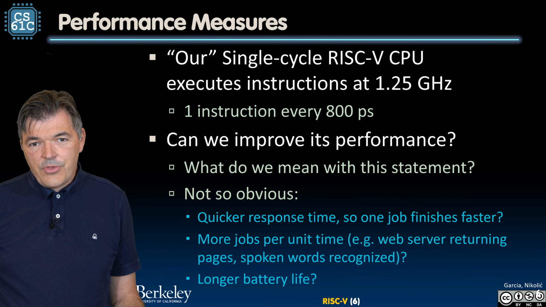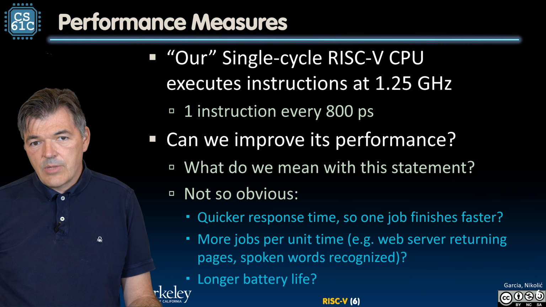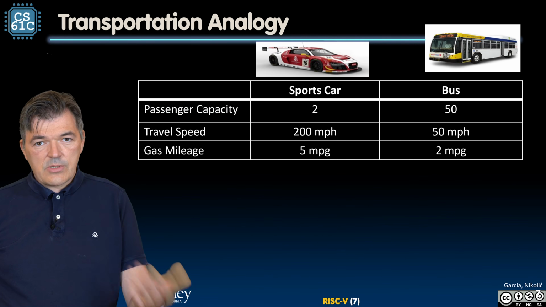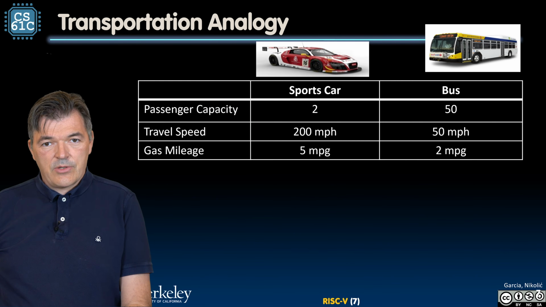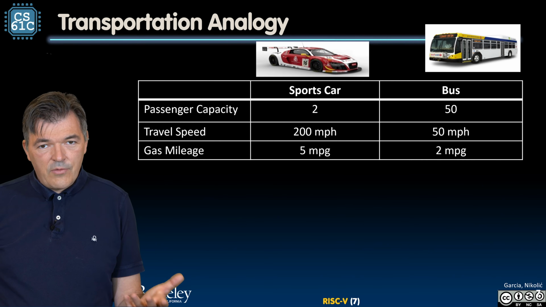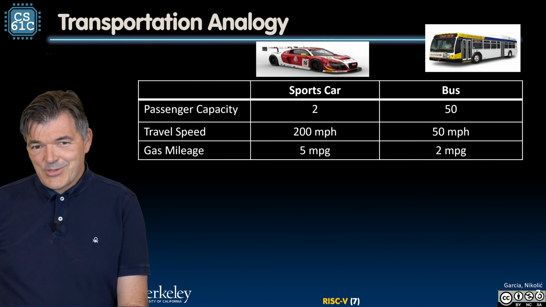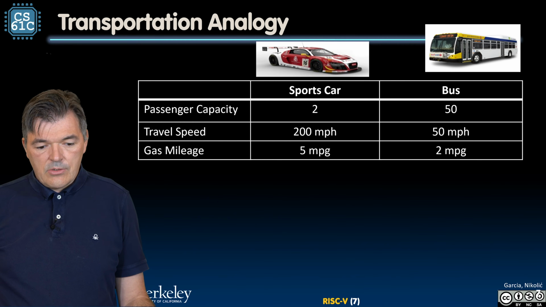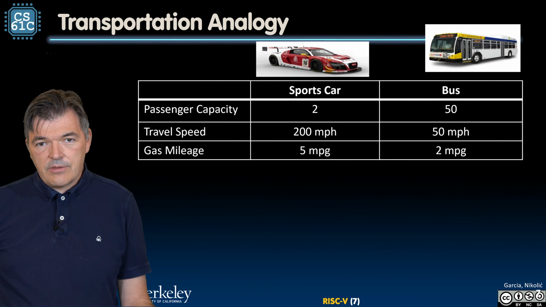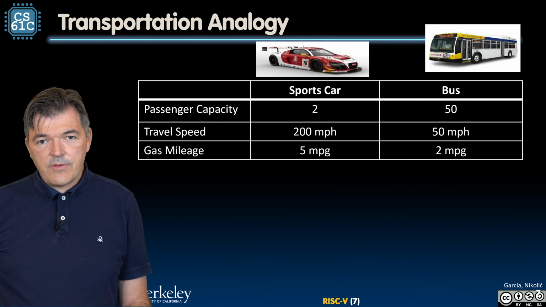While we are getting a sense for processor performance, it is useful to think of something much more familiar, like a transportation analogy. In transportation, we can take a look at the performance metrics of a sports car versus the performance metrics of a bus. Usually people think of a sports car as a performance car, but a bus is also a performance vehicle under certain metrics. So let's take a look, on the left-hand side, at the specs for a sports car and the specs for a bus. The sports car can carry 2 passengers, the bus can carry 50 passengers.